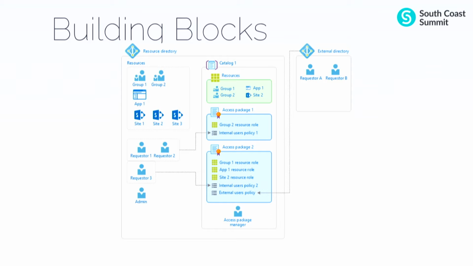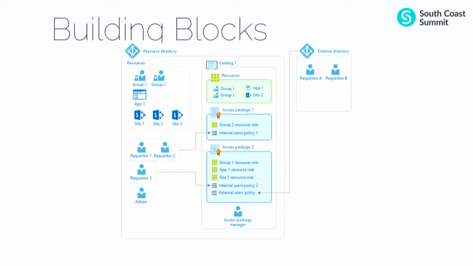So we've got a bunch of different building blocks in here. So on the left-hand side, we have resources. On the left-hand side, we've got resources. So these are all the sites, the teams, the applications that we want to have in our catalog. We're not really thinking about the actual permissions yet. We're just thinking what's in there. So we take those, we put them into our catalog, and then we can create an access package.